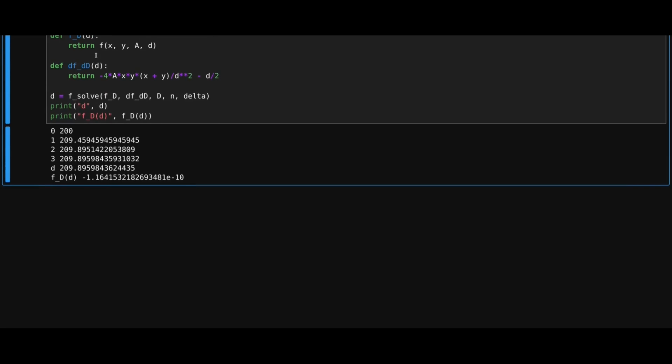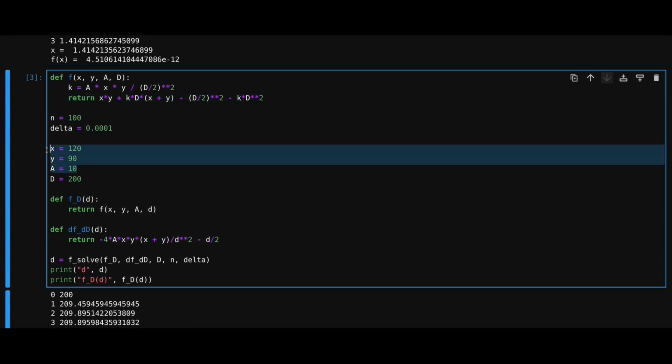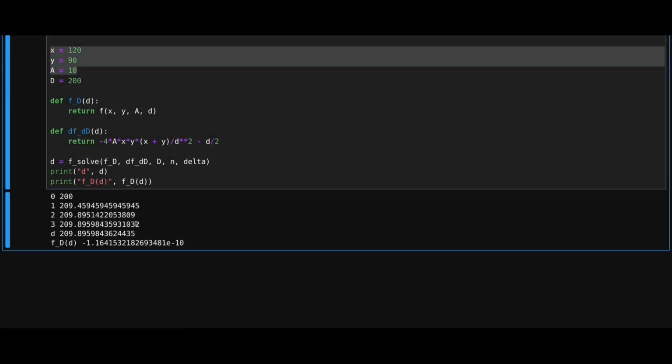And notice that using Newton's method, we were able to find d that satisfies this equation given these three parameters in 4 iterations. So according to Newton's method, the d that satisfies the equation is equal to 209.895984 and so on. And when using this d and then evaluating the function f of d, it returns a number minus 1.1645 and so on, raised to the power of minus 10. It's a really small number that is close to 0.